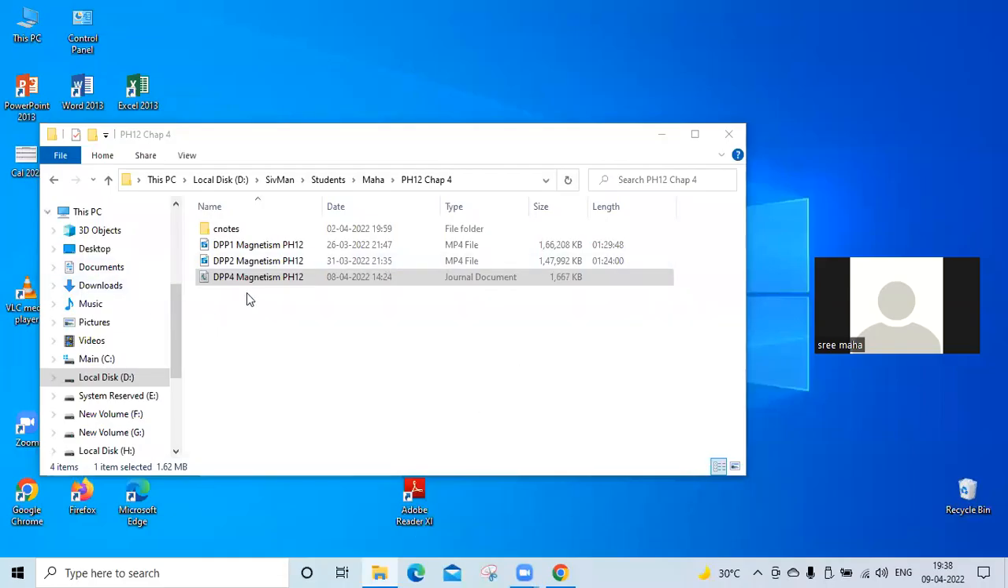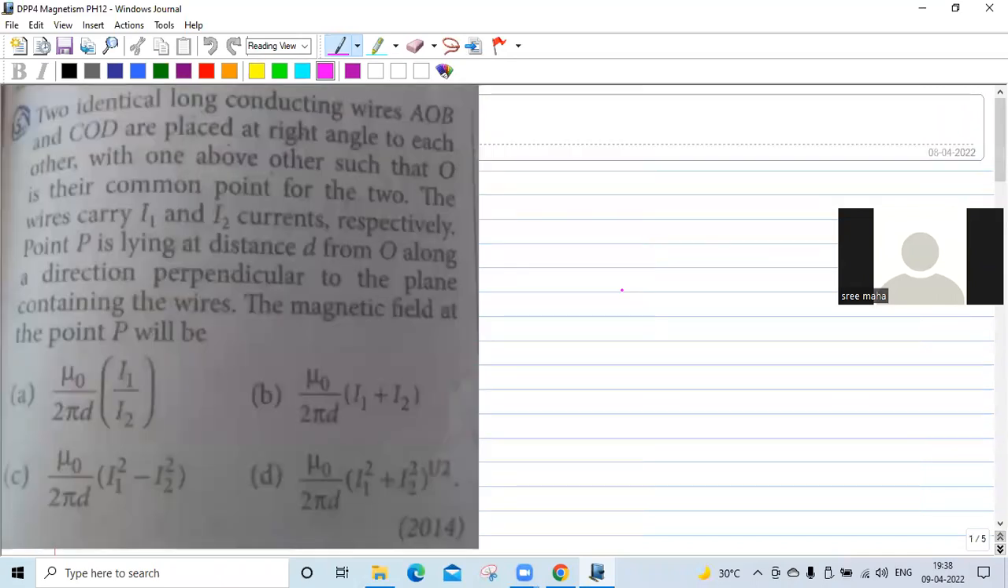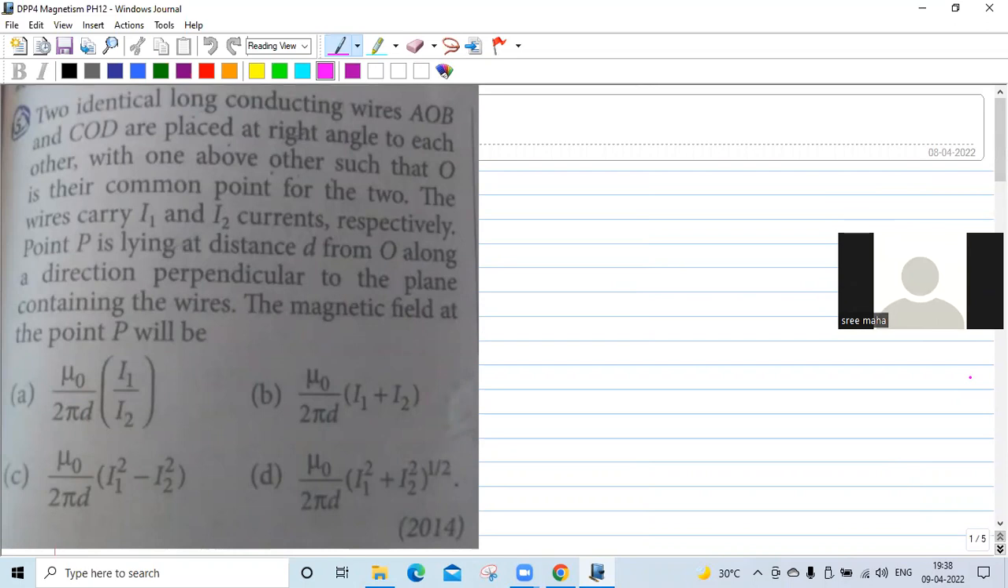See the screen? You can see the screen, right?